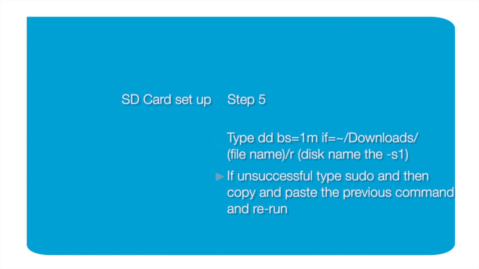And so just to run through that, step 5 is type the dd space bs equals space 1m space if equals tilde, which was the key that I told you was in the bottom left of the keyboard, forward stroke Downloads forward stroke whatever your file name is forward stroke r, and then whatever your disk name is minus the s1 at the end. Then if that's unsuccessful, redo the command using copy and paste with sudo at the beginning. Then once that's done, we're ready to go. I'm going to show you how to set up the hardware itself in a later tutorial, but everything is now in place for us to start going with Raspberry Pi.